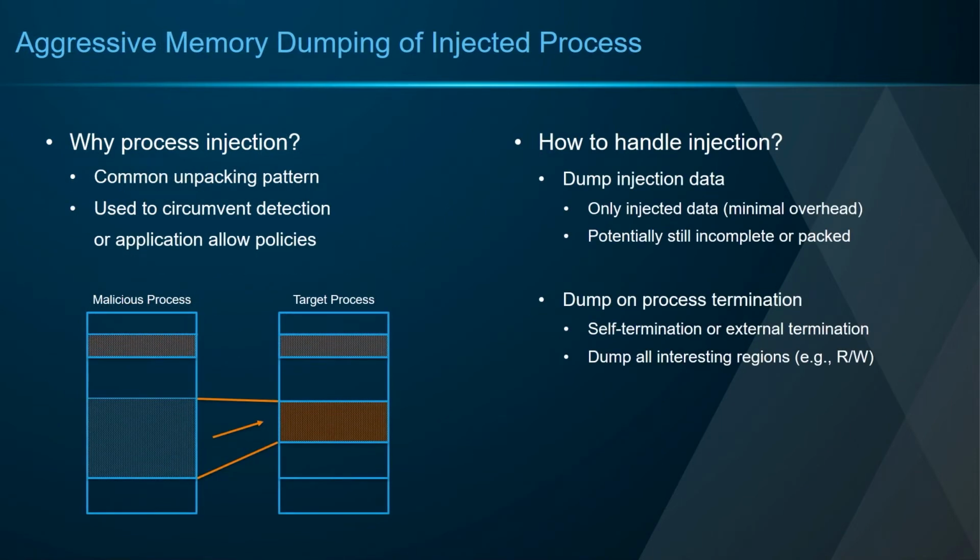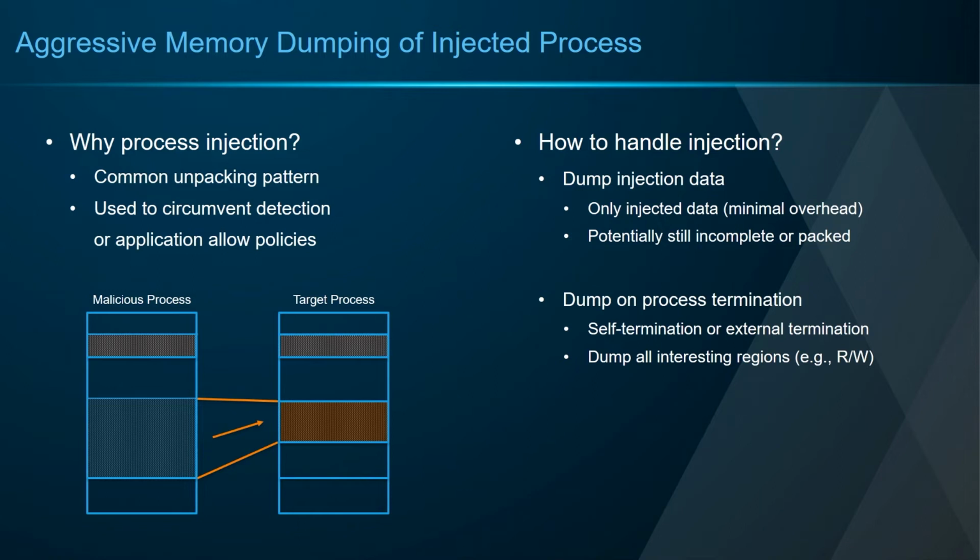So let's start with the aggressive memory dumping of injected processes. Injection is a big part of unpacking, at least that's often the case. Basically, when the packer starts executing, the packed payload, compressed and encrypted, is somewhere in the binary, maybe in the resources. When it's decrypted, it's then injected into a separate process.